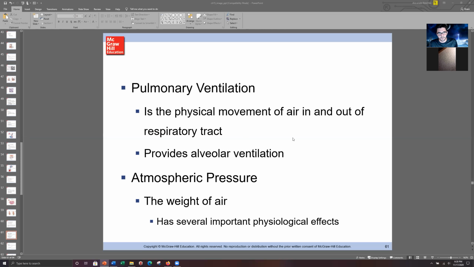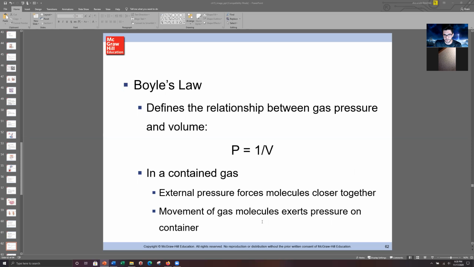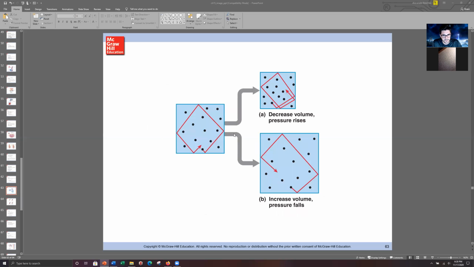All right, so pulmonary ventilation is the exact mechanism I just described to you, okay? Atmospheric pressure is just the weight of air and has several important physiologic effects. This is Boyle's law that I was telling you about. All this says is that pressure is inversely proportional to volume. So what that means is as volume increases, pressure goes down. As volume decreases, pressure goes up. Okay, so everything that I just described, this is just that same thing in mathematical form.